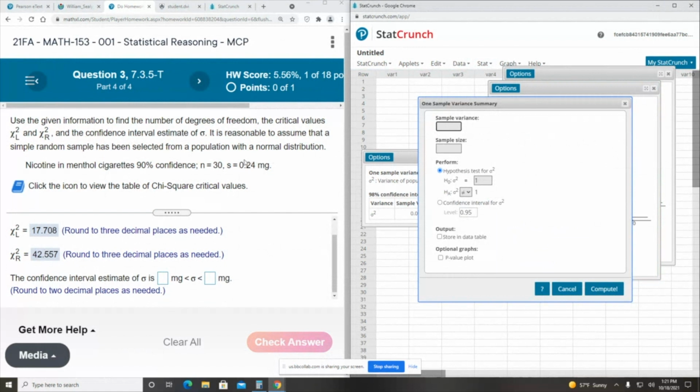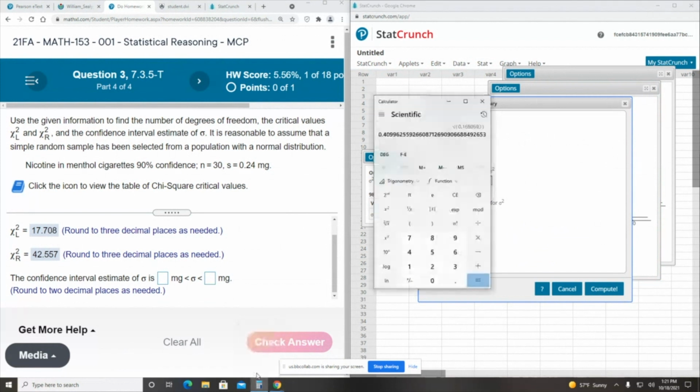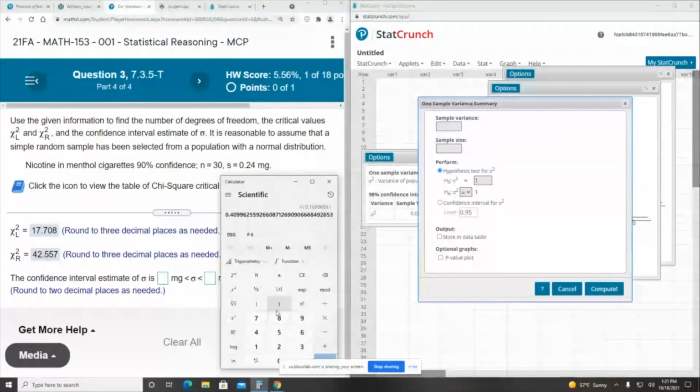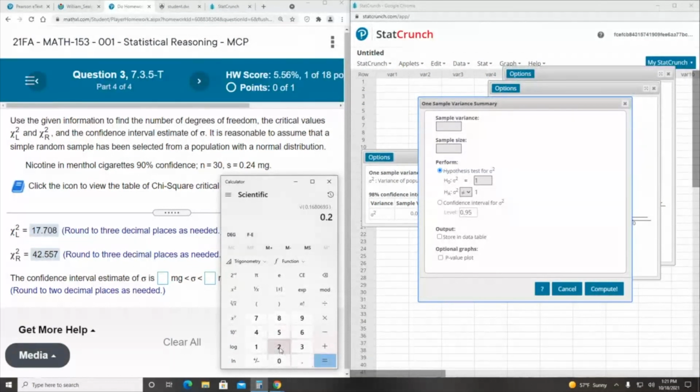They've given us this value of 0.24, and we're tempted to key this in. But remember, this S is a standard deviation. They want to know the variance. The variance is the square of the standard deviation. So go back to our calculator, put in the 0.24 that they've given us, press the square button, and it's 0.0576.